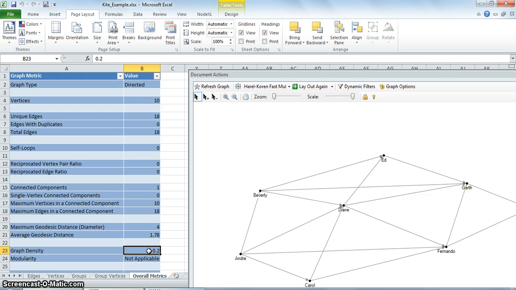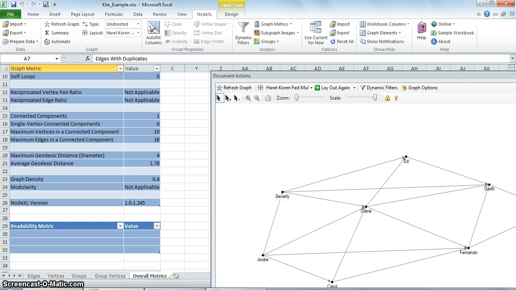Graph density. The number between 1 and 0 indicating how interconnected the vertices are in the network. For the kite network, there are 18 edges and 45 possible edges, resulting in a graph density of 0.4. As I mentioned earlier, there are 18 edges and 45 possible edges.